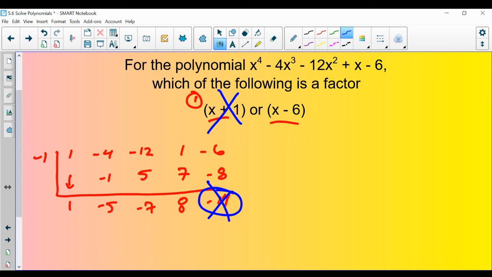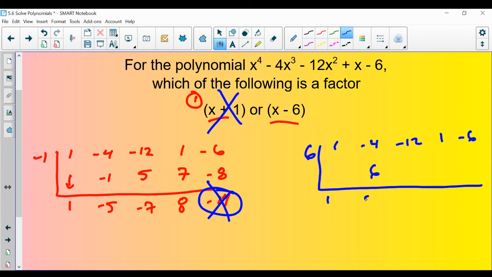Based on the question, I'm guessing that x minus 6 is a factor. If x minus 6 is a factor, then 6 should give us 0 out at the end. 1, -4, -12, 1, and -6. 1, 6, 2, 12, 0, 0, 1, 6, 0. So that did actually work, correct? My remainder is 0. Therefore, I know that x minus 6 is a factor.